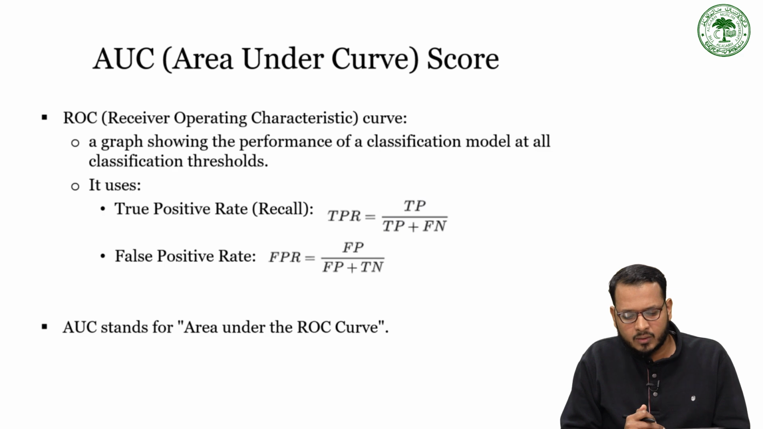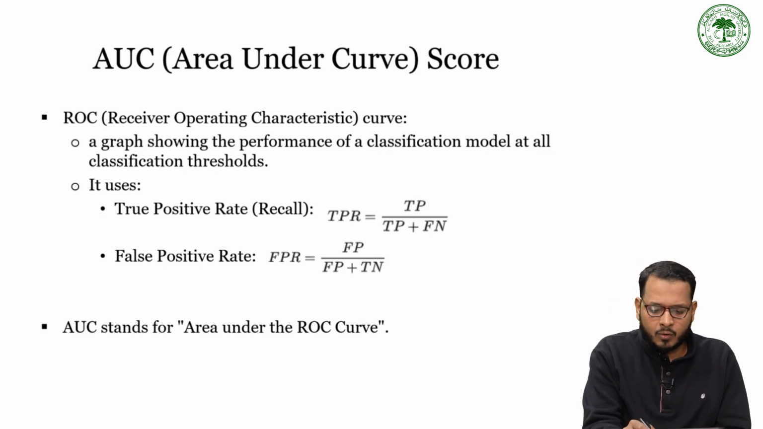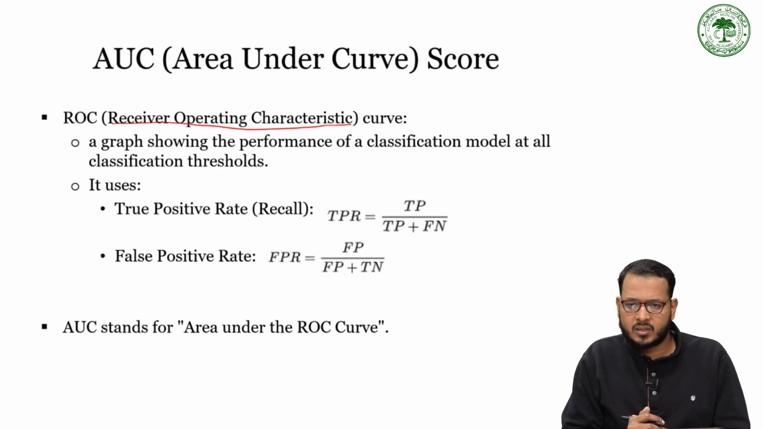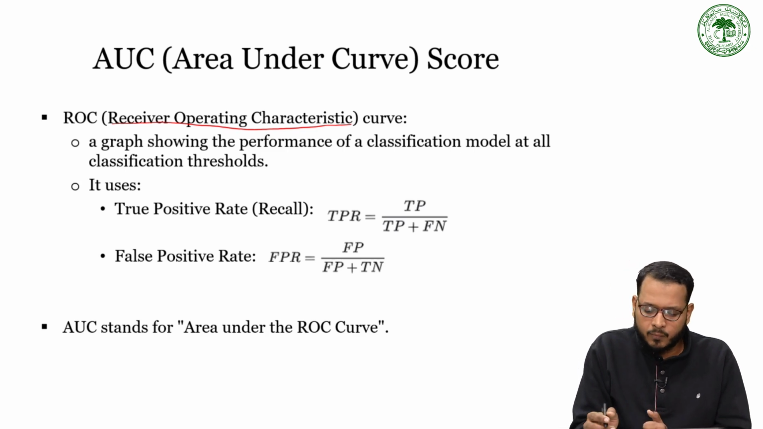It is based on a curve called the receiver operating characteristic curve. So AUC stands for area under curve. It is a performance metric to evaluate the ability of a classification model to distinguish between classes. It captures the performance of a classification model at all classification thresholds. We will discuss classification thresholds later on in this course. It shows the trade-off between the true positive rate and the false positive rate.